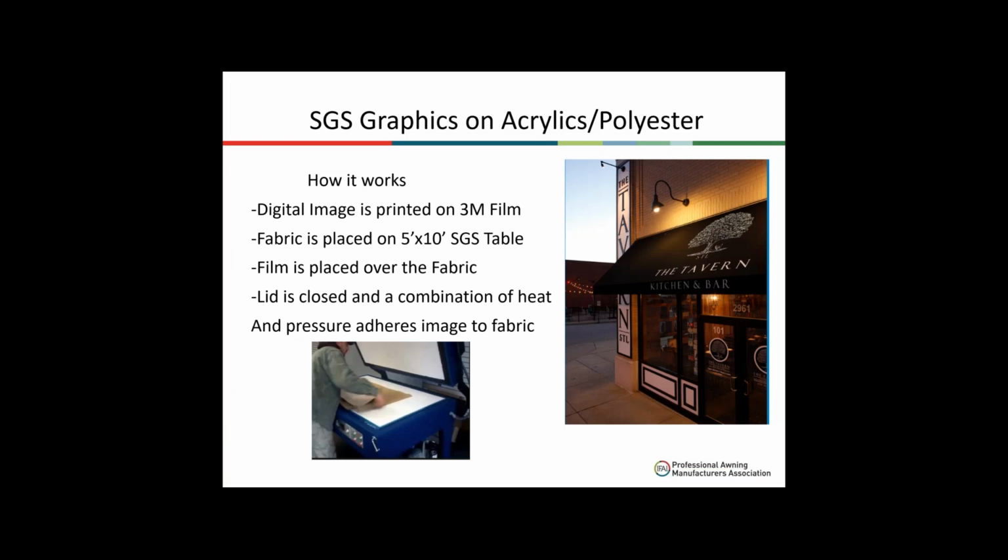But first, I wanted to go over the SGS graphics. So we all have probably heard of that technology today. So the SGS is a system that you print a digital image on a specific 3M film, and that is then placed on a 5 by 10 table, and the film is placed over the fabric. The lid's closed, and a combination of heat and pressure adheres the image to the fabric.